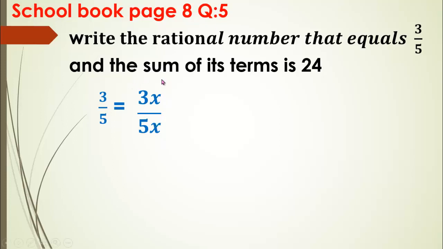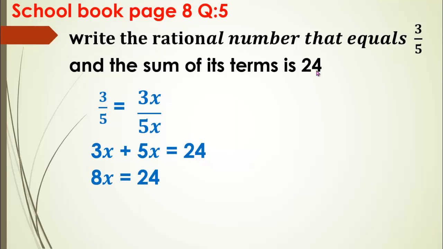He told me that the sum of its terms is 24, so 3x, which is the numerator, plus 5x, which is the denominator, is equal to 24. I am going to solve it as a normal equation. 3x plus 5x is equal to 8x. And now 8x is equal to 24. How can I find x? Simply by dividing 24 by 8. So x is equal to 3.